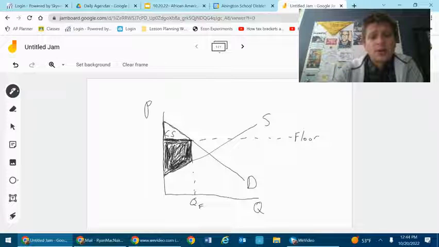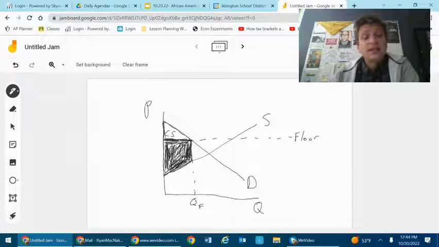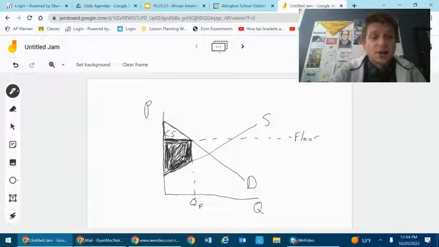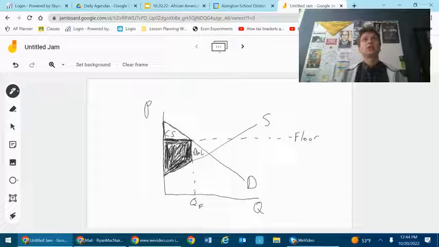Now you might be thinking, well, what about this area that I'm going over now? What happened to that? Well, that is now something that we will title deadweight loss. Deadweight loss is essentially a measurement of lost transactions that could have occurred. In other words, it's our inefficiency that's put in because we have a price floor.